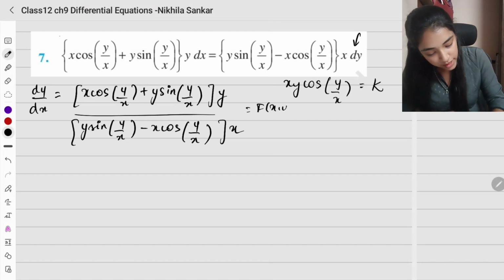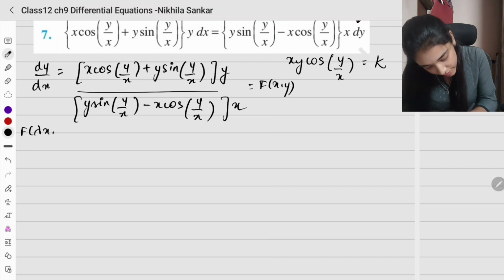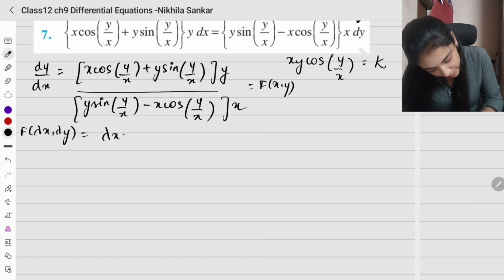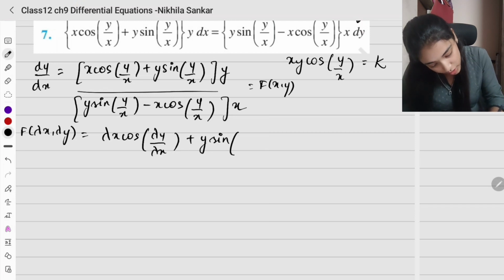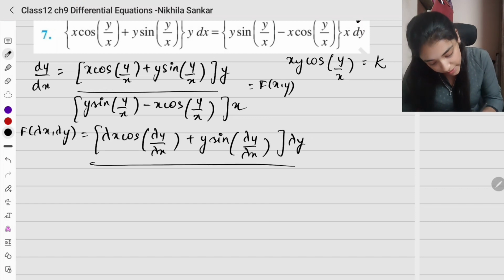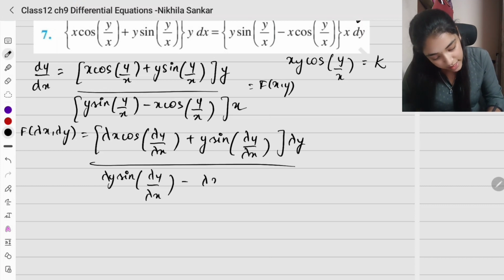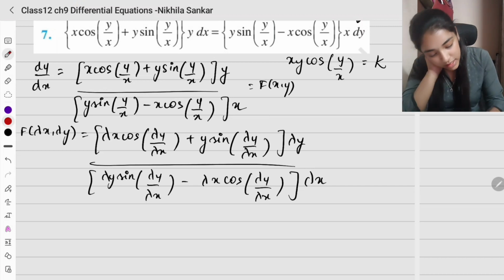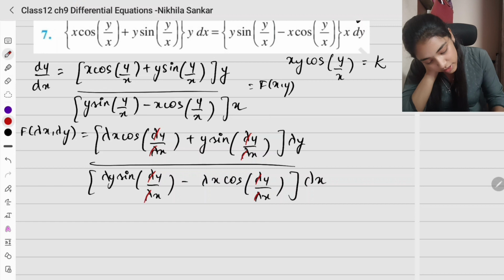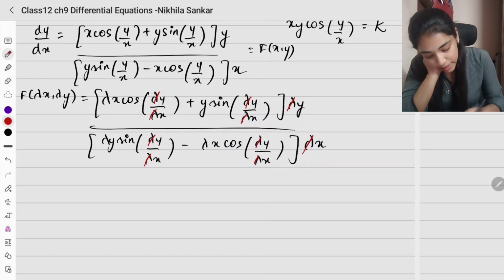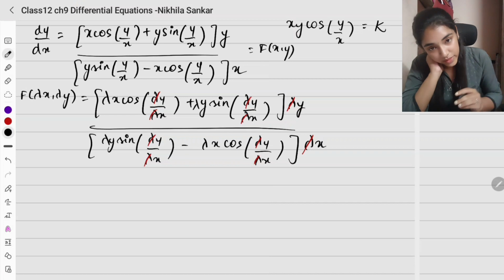So this is my f of x comma y. First homogeneous ஆன்னு பார்ப்போமா? So f of lambda x, lambda y equals lambda x cos of lambda y by lambda x plus y sin of lambda y by lambda x times lambda y, the whole divided by lambda y sin of lambda y by lambda x minus lambda x cos lambda y by lambda x times lambda x. எதெல்லாம் cancel ஆகுது? Lambda, lambda here gets cancelled here and here. இங்கேயும் lambdaவும் lambdaவும் cancel ஆகுது. இப்போ இந்த இடத்துல ஒரு lambda y இருக்கு, மிஸ் பண்ணிட்டேன் பாத்தியா? இங்கே ஒரு lambda y. Instead of y I am replacing.